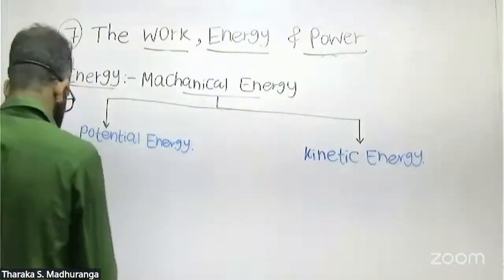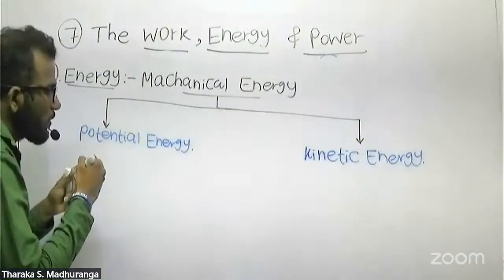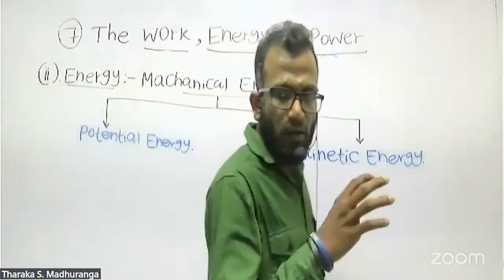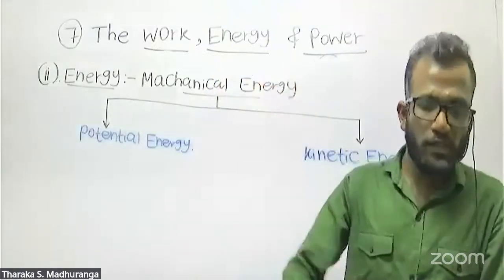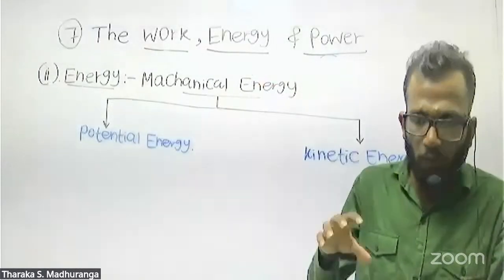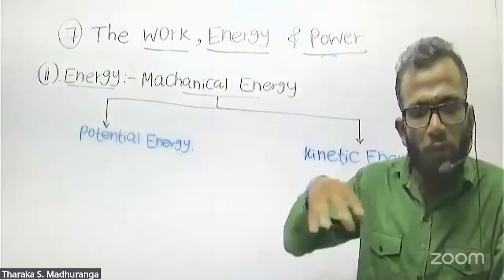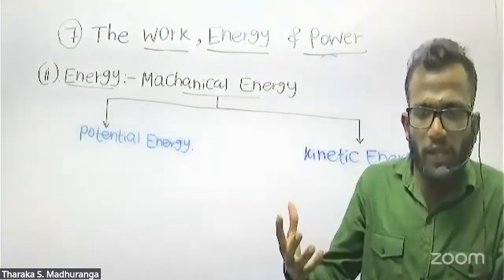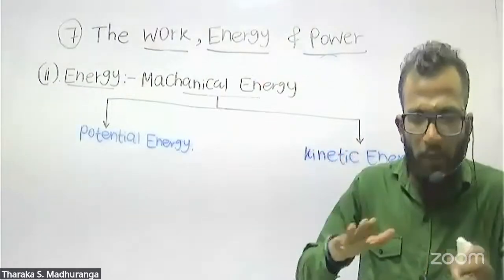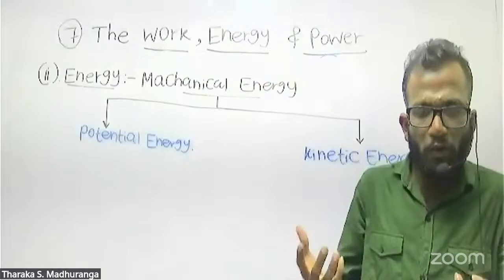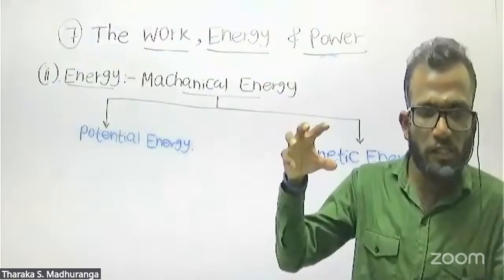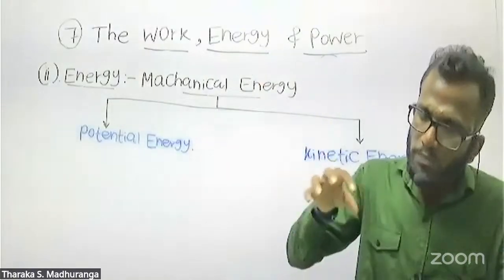Now, potential energy means that according to some object's position, the object has stored energy, which we call potential energy. Because of some object moving, the object has stored energy, which we call kinetic energy. So the basic idea: potential means the object's position, kinetic means the object is moving.